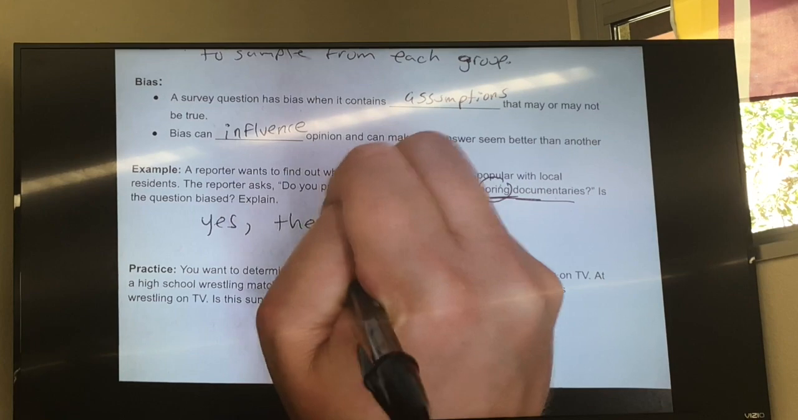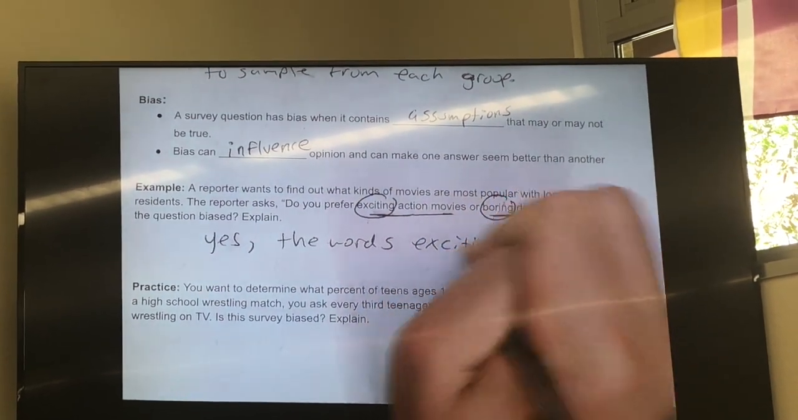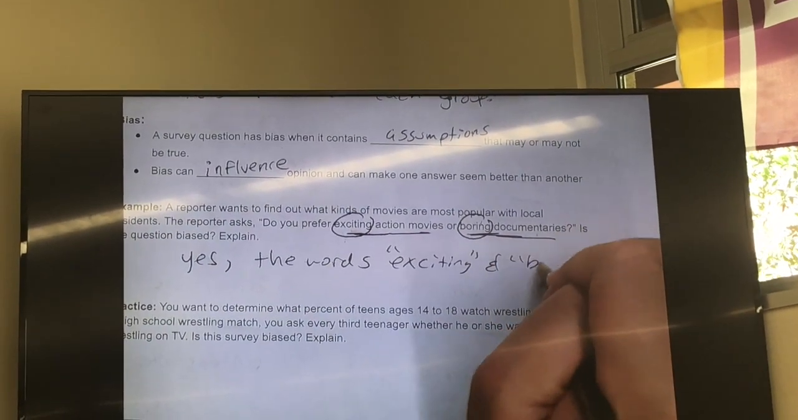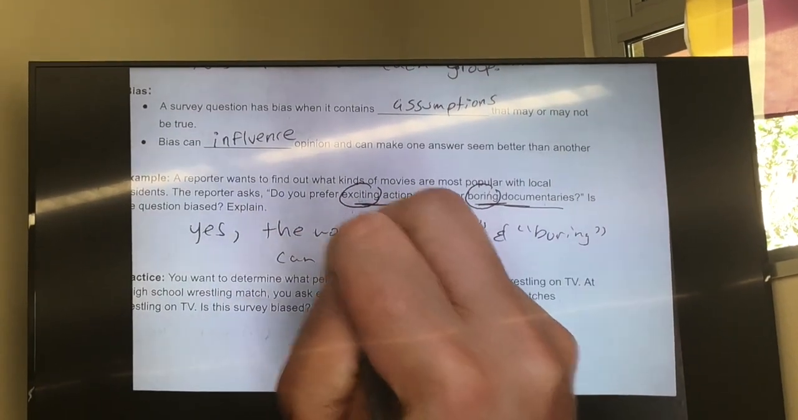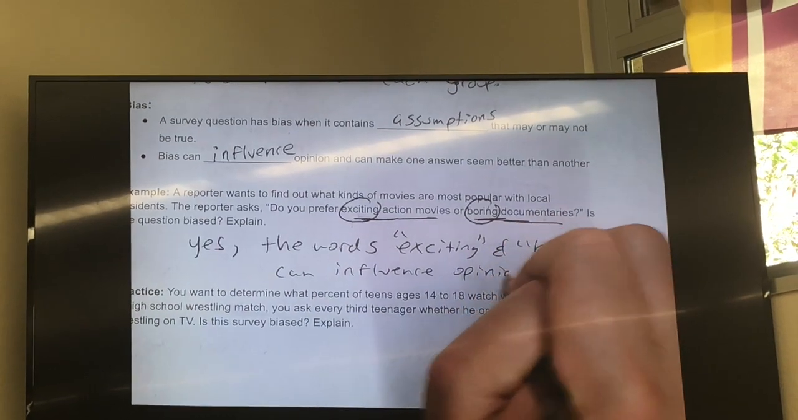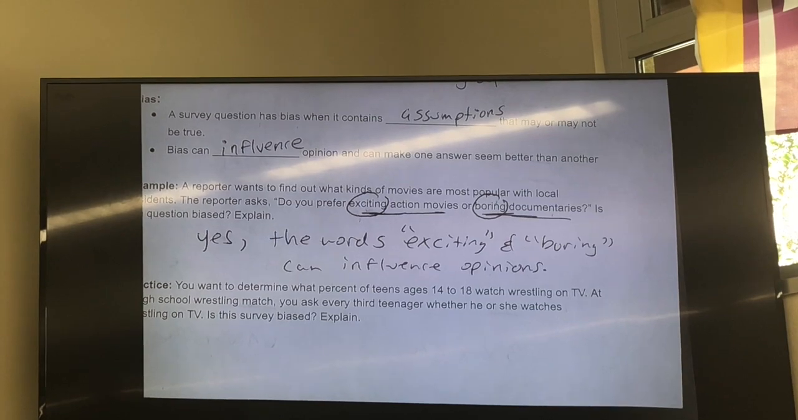The words exciting and boring can influence opinions. Okay. Miss May, anything to add there? Making sense? That makes sense.